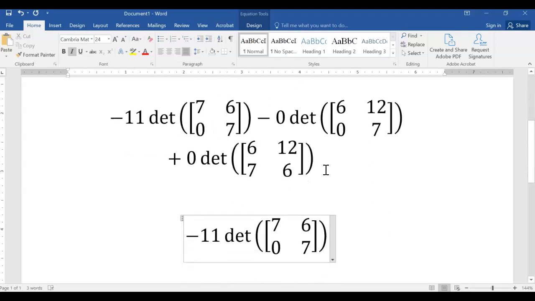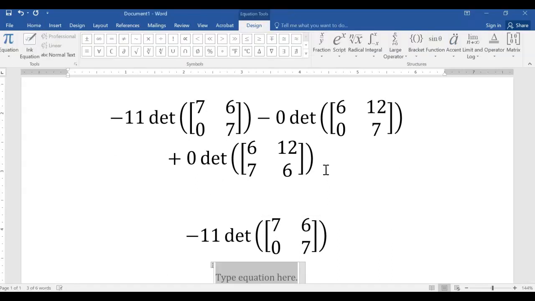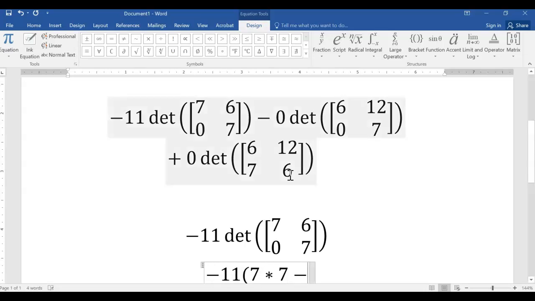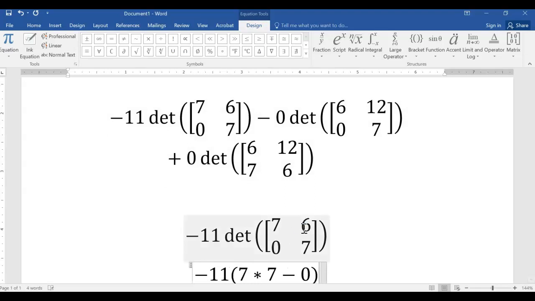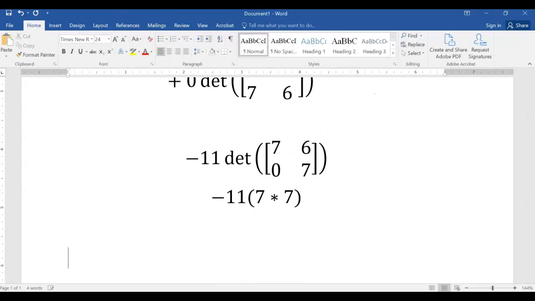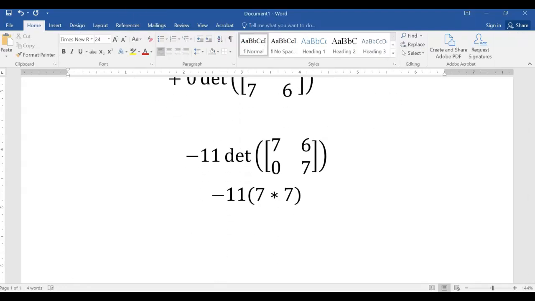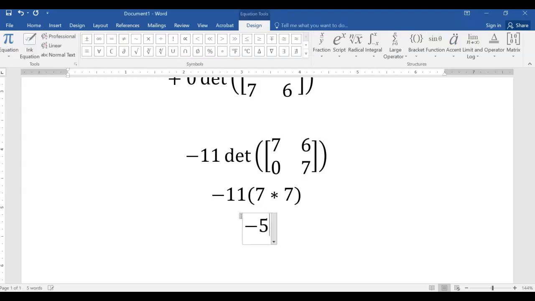Now notice what's going to happen here. We get negative 11 multiplied times 7 times 7 minus 0 times 6. Minus 0 we don't even have to write. So what did we get? We got negative 11 times 7 times 7. And sure enough, that gives me that number I said, negative 539. Okay?